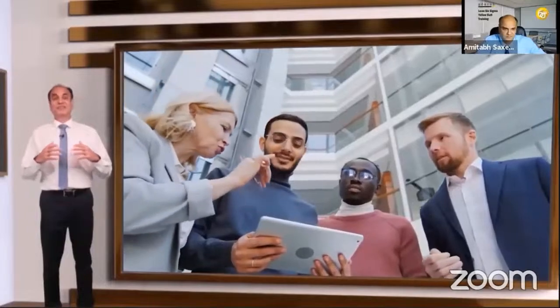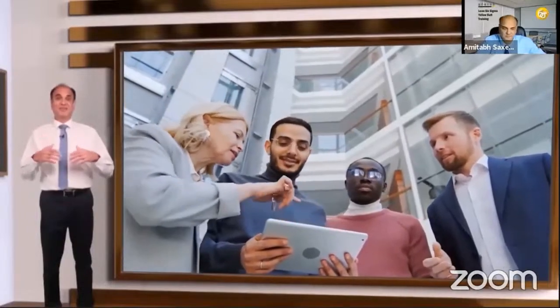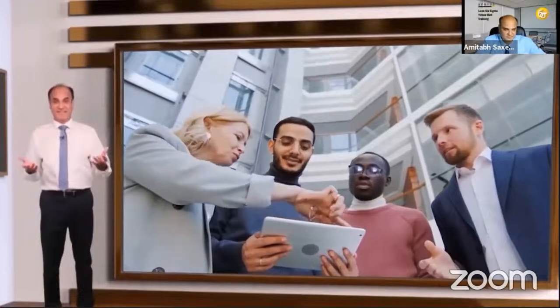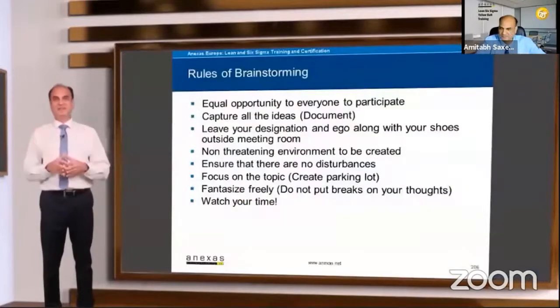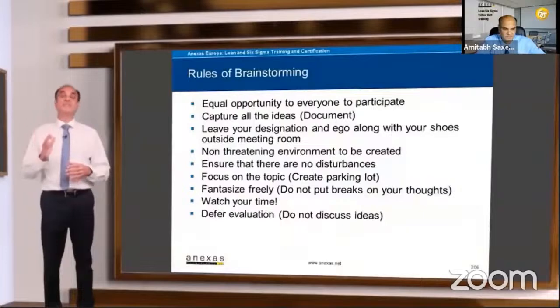So you can give some out-of-the-box ideas, you can give some wild ideas, and if people are giving you wild ideas, they should be encouraged. If you give a specific duration of brainstorming, we should try to complete the brainstorming within the time duration. And defer evaluation. Now this is one of the rules which is often violated.